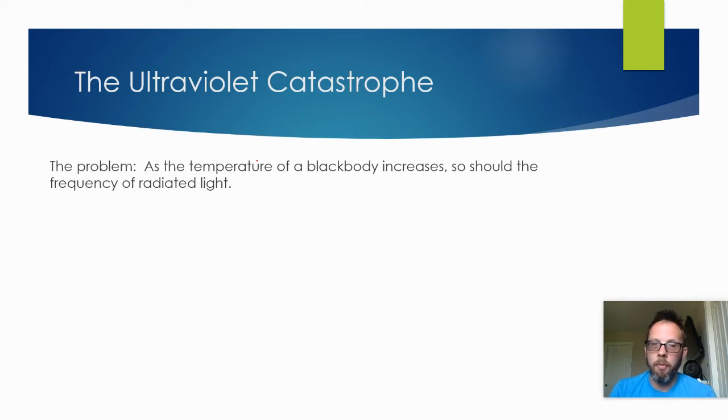As I mentioned, the problem was, as the temperature of a black body increases, so should the frequency of radiated light. But the point where that stopped being true was in the ultraviolet spectrum.